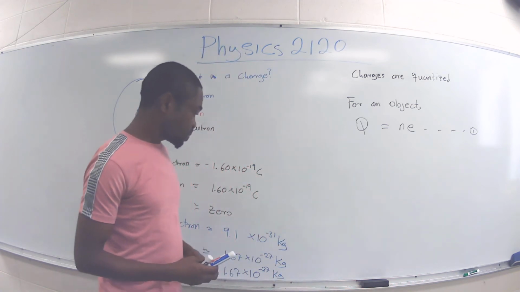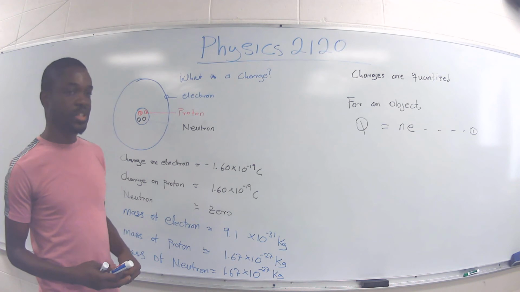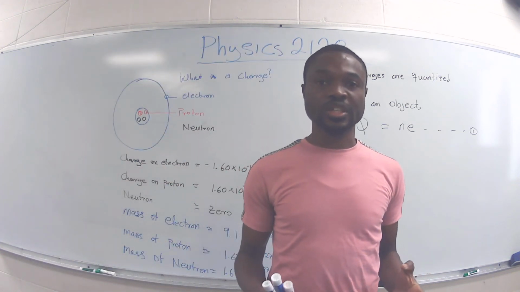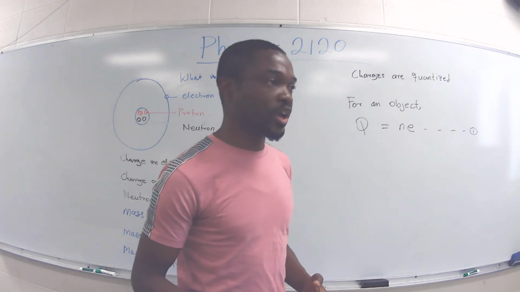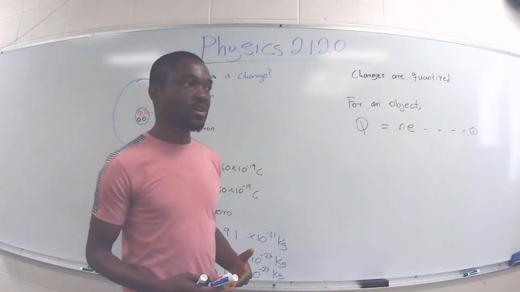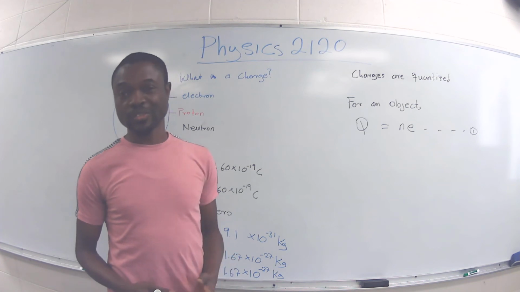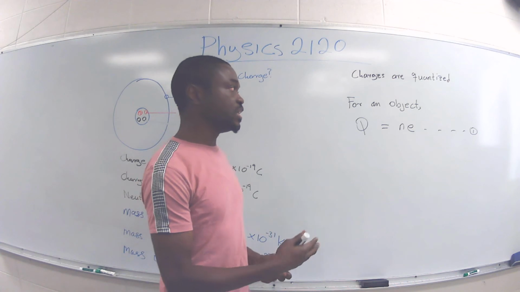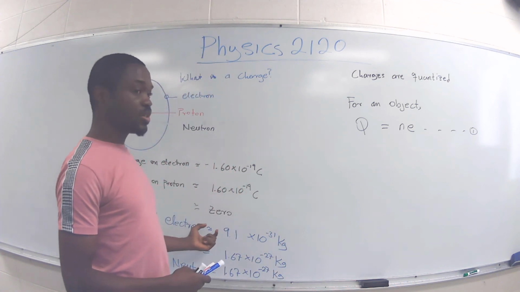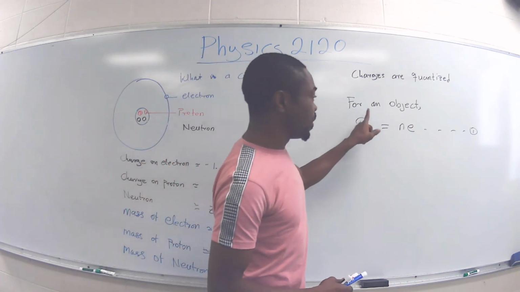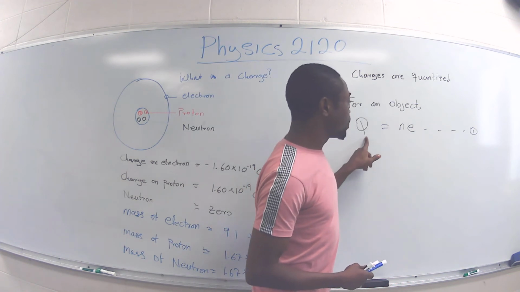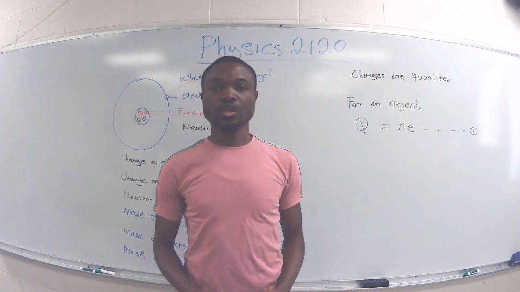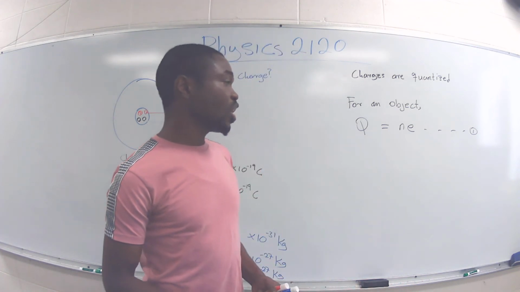Charges are quantized. When we say charge is quantized, the basic unit of a charge is the charge of the electron. So for a charge to be quantized, we mean that you cannot have a fraction of the charge. The charge is always an integral multiple of the basic unit, which is the charge on the electron. So we say that Q is N times E, where E represents the charge on an electron.